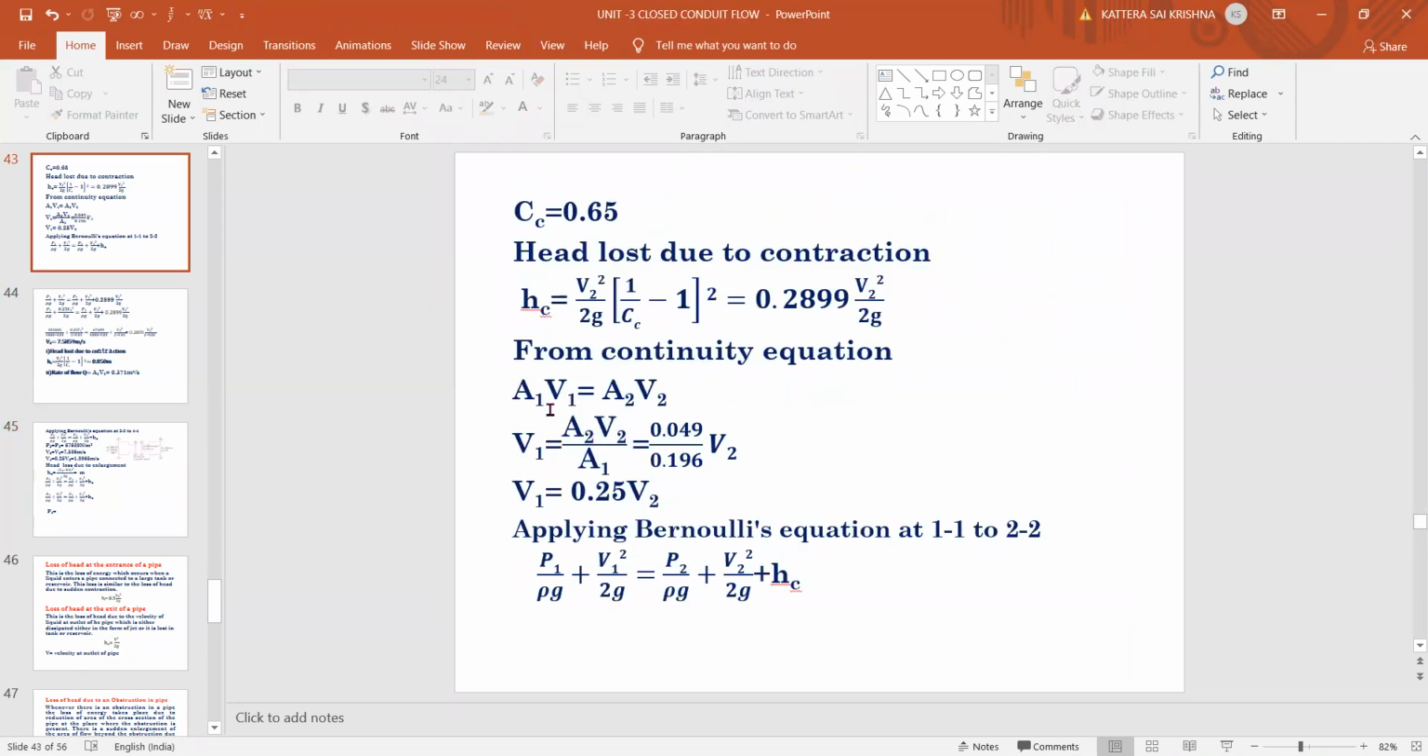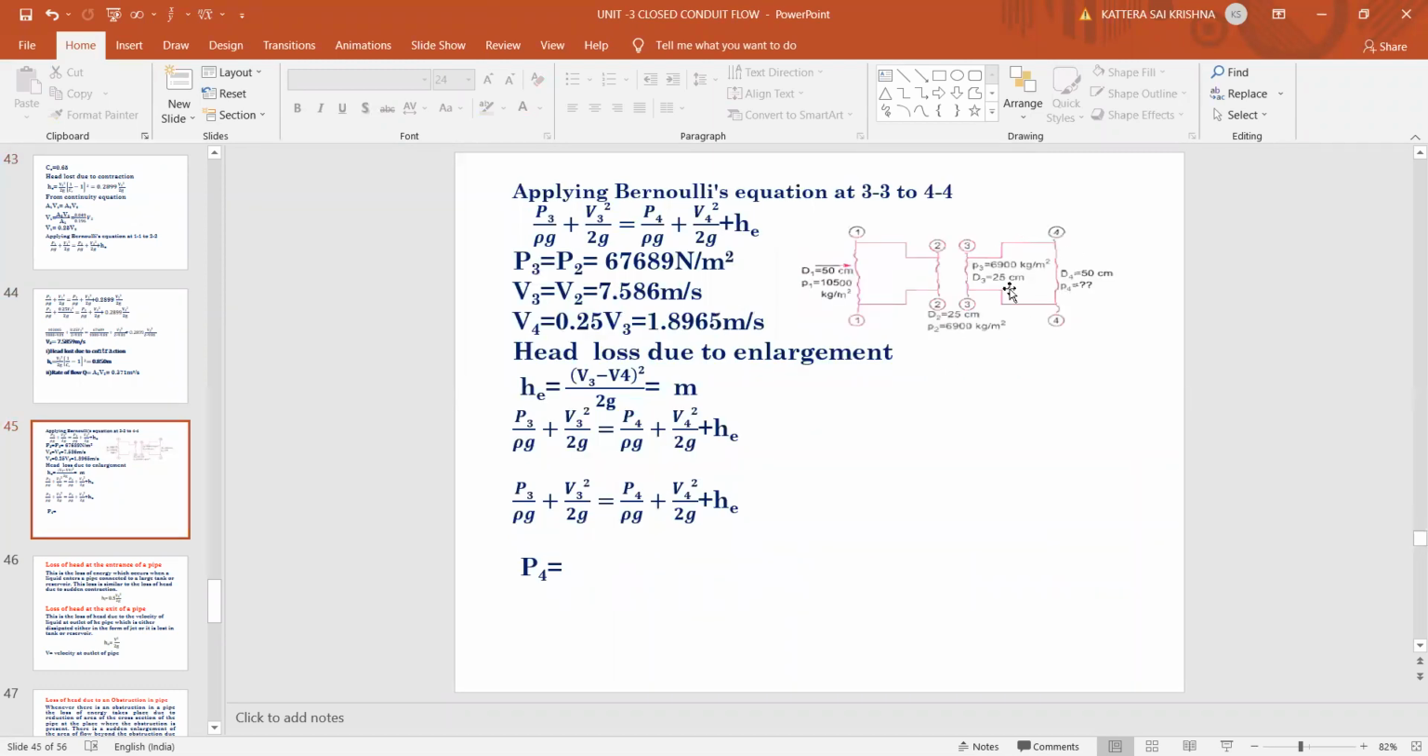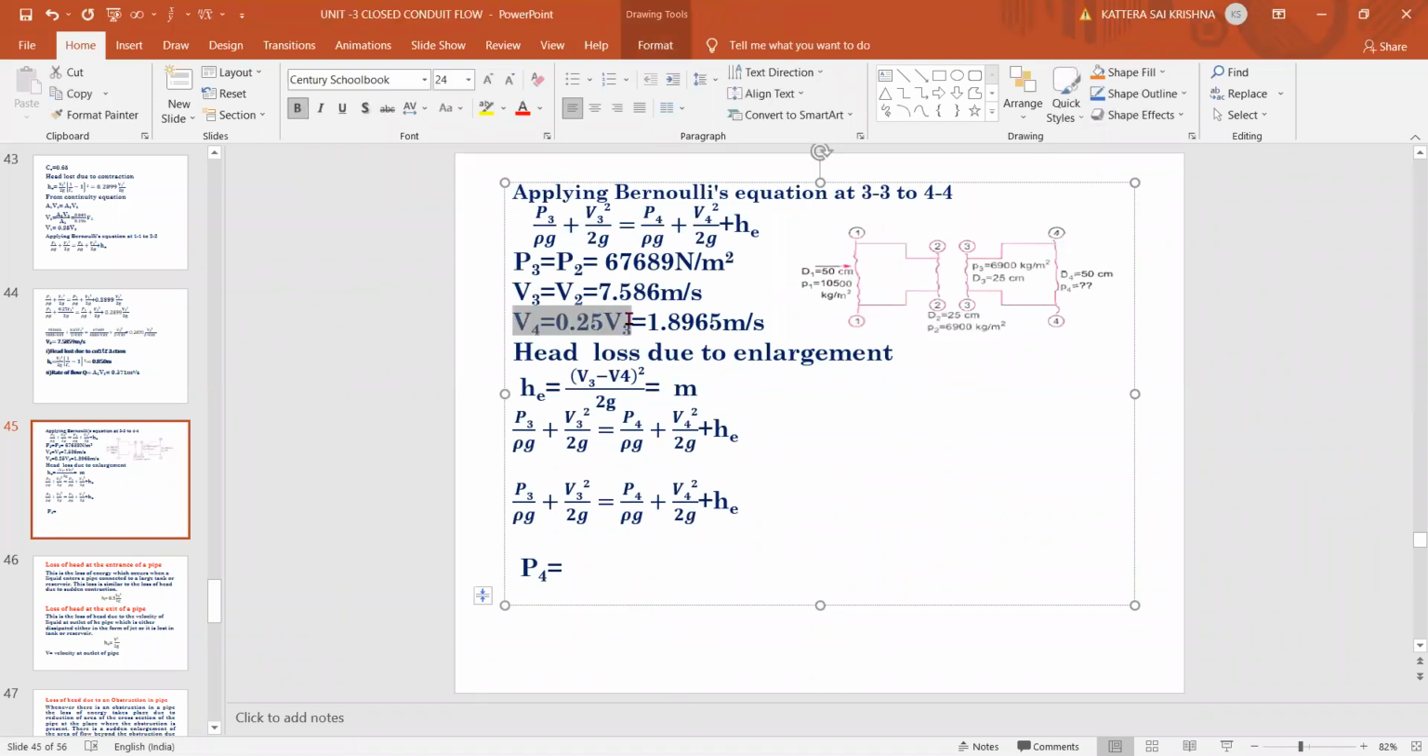So what we have done here is, between A1 V1 equal to A2 V2, we have calculated V1 in terms of V2. Since for sections 3 and 4 also the same areas will be there, A3 and A4 same areas, from that we can find V4 is equal to 0.25 V3. If you have this doubt, how I'm writing directly, you can solve the equation, that is A3 V3 is equal to A4 V4. Then you can find V4 equal to 0.25 V3.